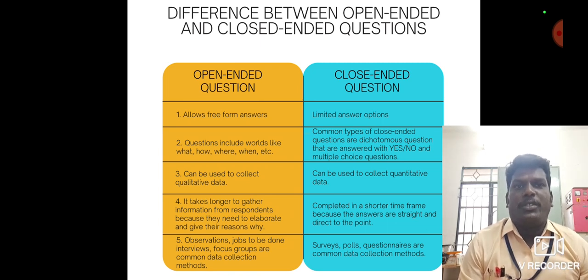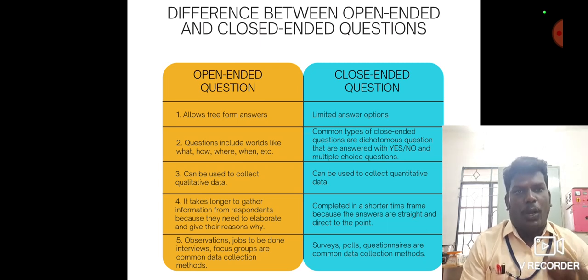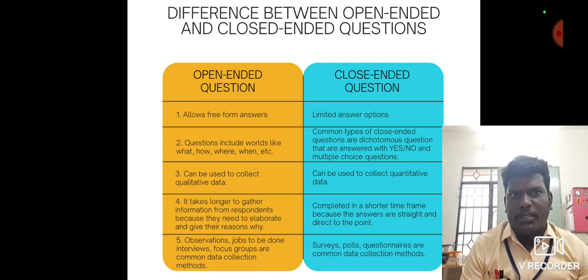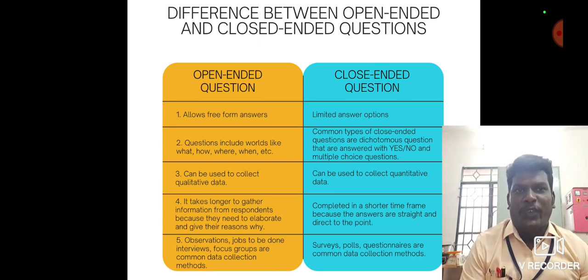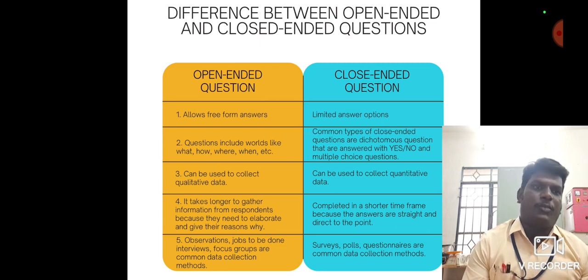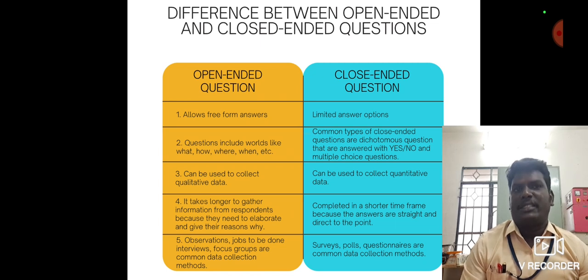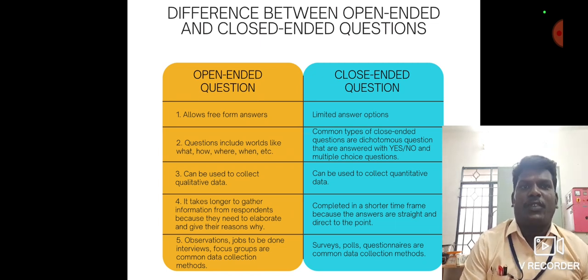The open-ended question allows a free-form answer, and the closed-ended question has limited answer options. So that is the major difference. The open-ended questions include words like what, how, where, when. In the previous videos we have already discussed how to approach research: when, how, where, why. These are the basic questions, and these are all open-ended questions.